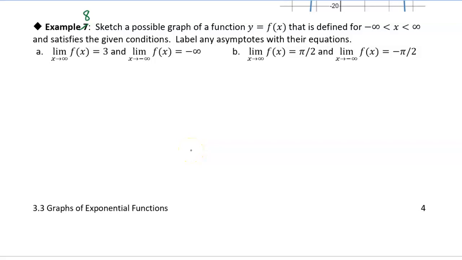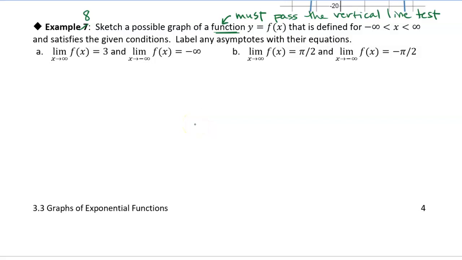In this example, we're given some information about the end behavior of the function, and we're asked to sketch a possible graph for the function. All right. Now, a couple of key things is that we're asked for a function. So this thing has to be a function, which means it must pass the vertical line test.